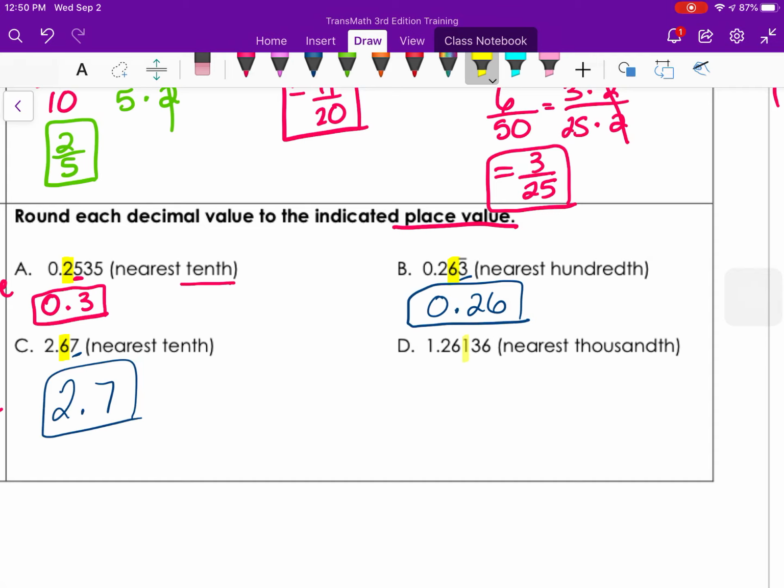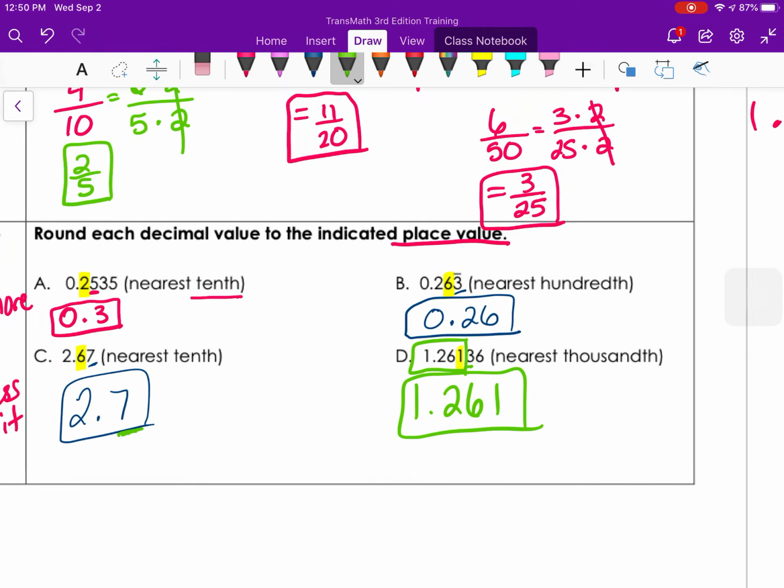Thousandths, it goes tenths, hundredths, thousandths, so that's the third decimal place. I look at the number following it, which is a 3. So 4 or less, you let it rest is the saying, or you leave it. So 1.261. When it's 4 or less, you just cut it off and leave it as it is. If it's 5 or more, you round the number up.